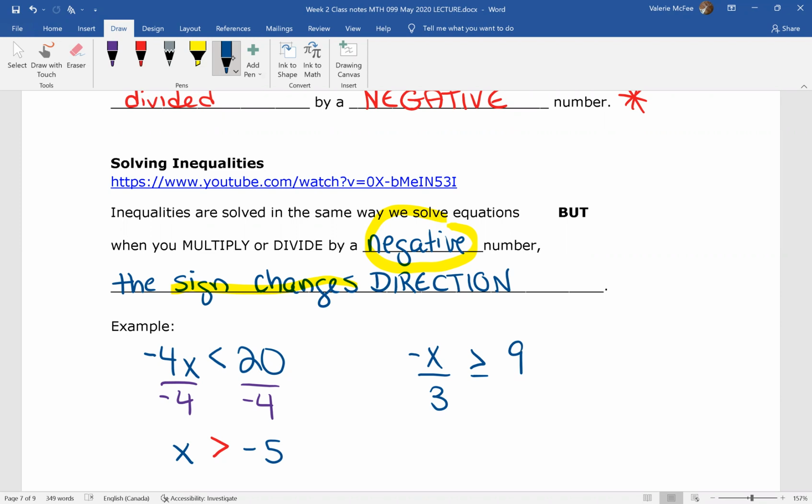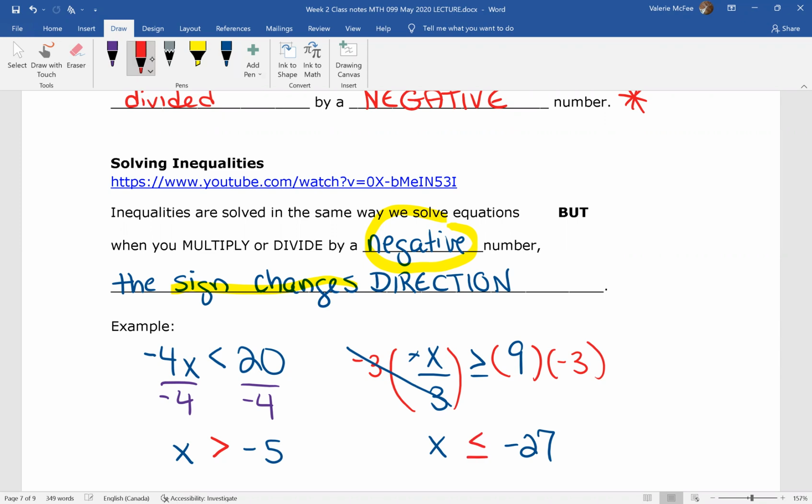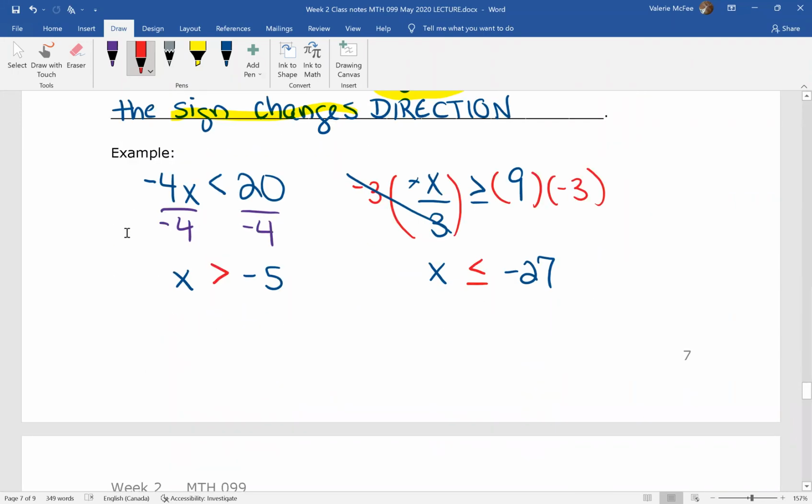In this case, I want to get rid of that -3. So I'm going to multiply both sides by -3. These divide out along with the negative sign. And the sign changes direction. Be careful. Make sure you remember that important idea.